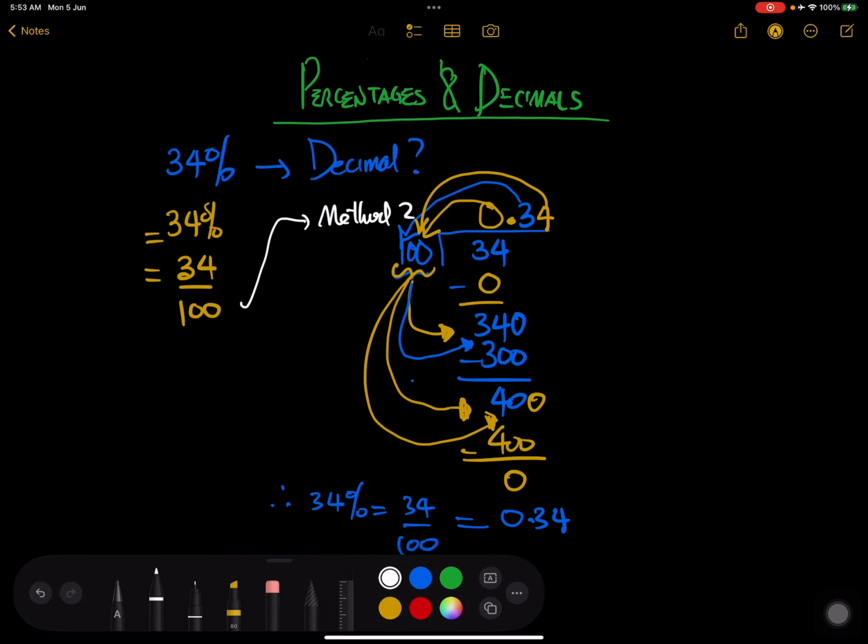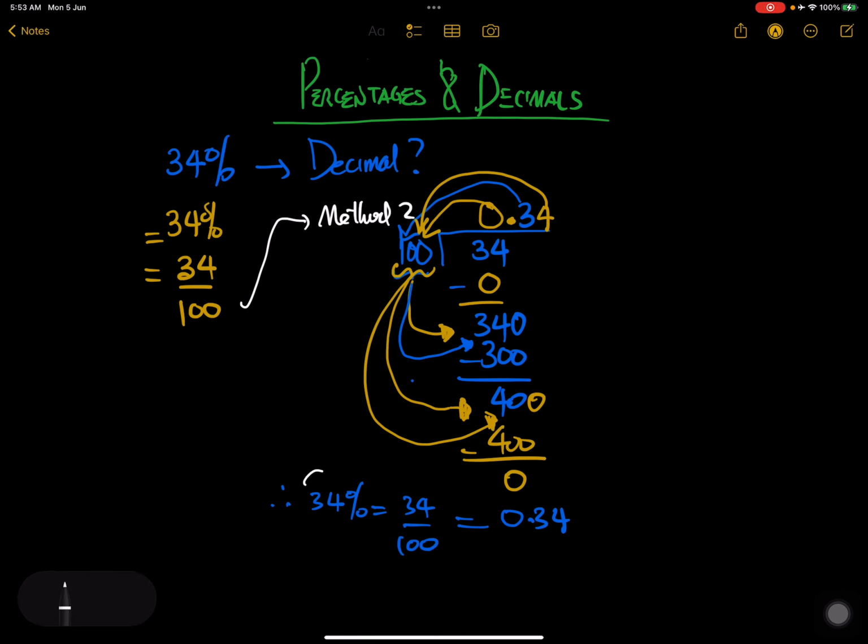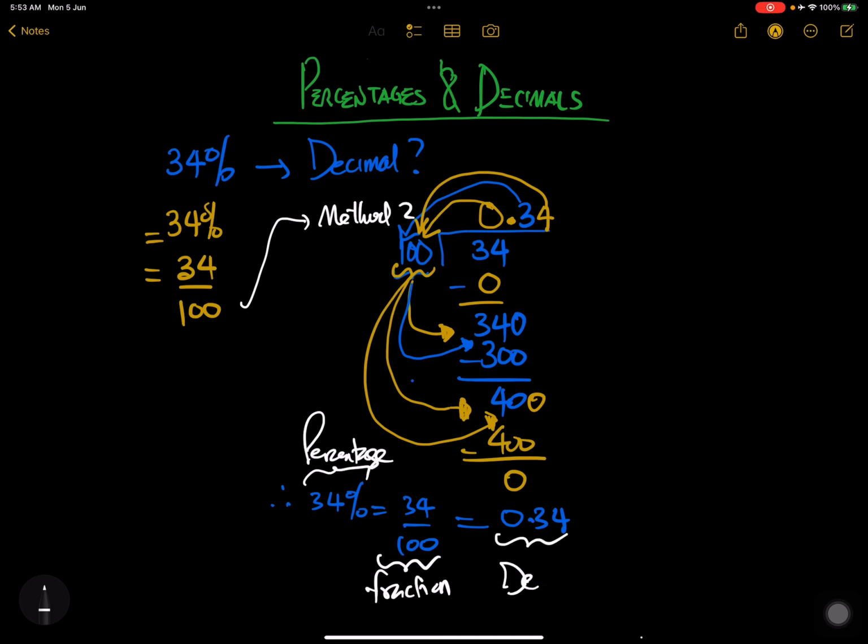So we can see here that this was the what? This was the percentage. And over here, we converted into a fraction by dividing by 100. And then there again, we are able to get our what? Decimal. Right there.